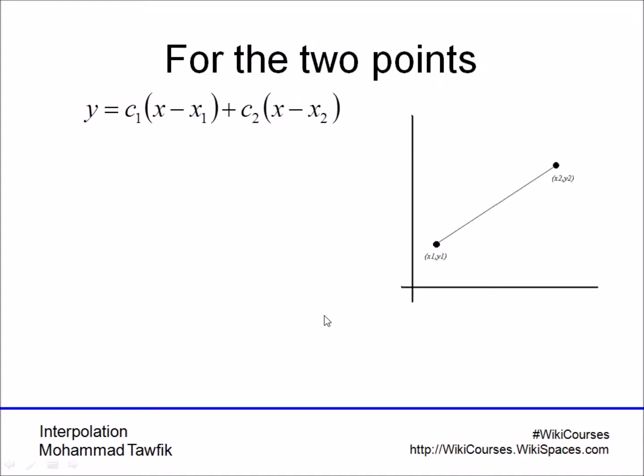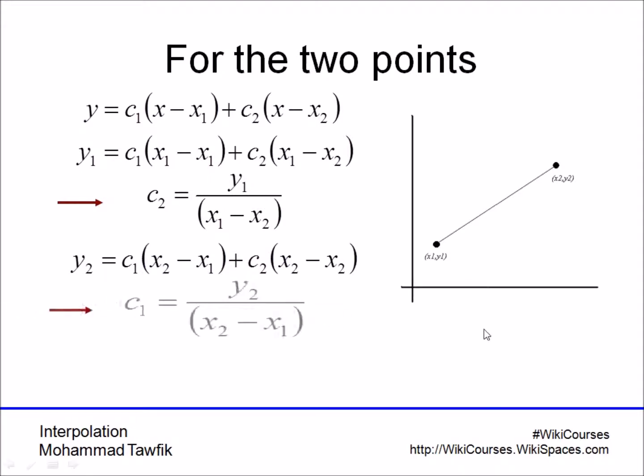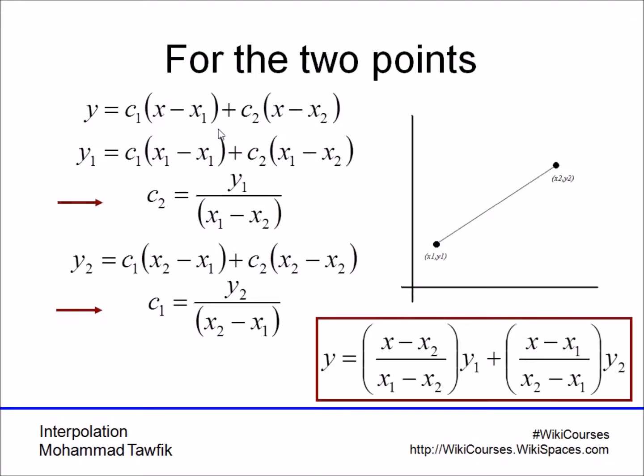Let's use our data x1, y1, and x2, y2 to find what are the values of c1 and c2 that will satisfy this polynomial. First, let's plug in x equals x1, y equals y1, and right away you get c2 equals y1 over x1 minus x2. Using the other point, y2 and x2, again, you lose this term and you solve for c1 right away to get c1 equals y2 over x2 minus x1. Plug those two constants back into our original equation to get something that looks like this.